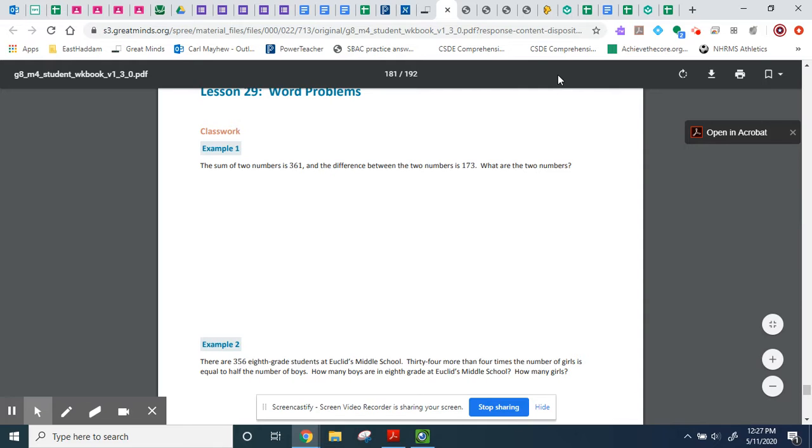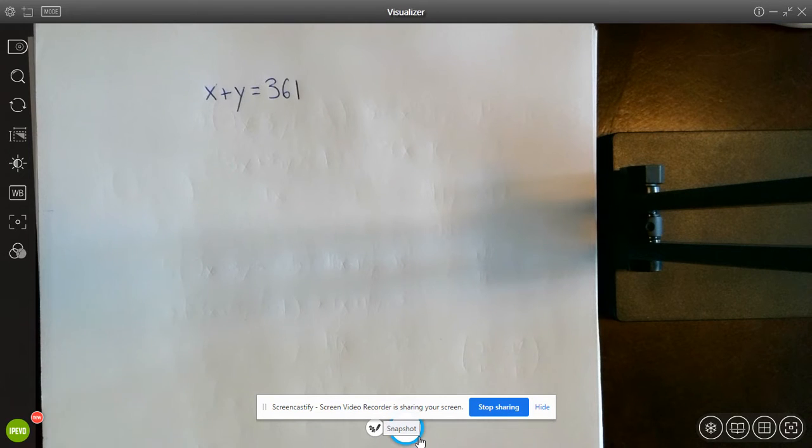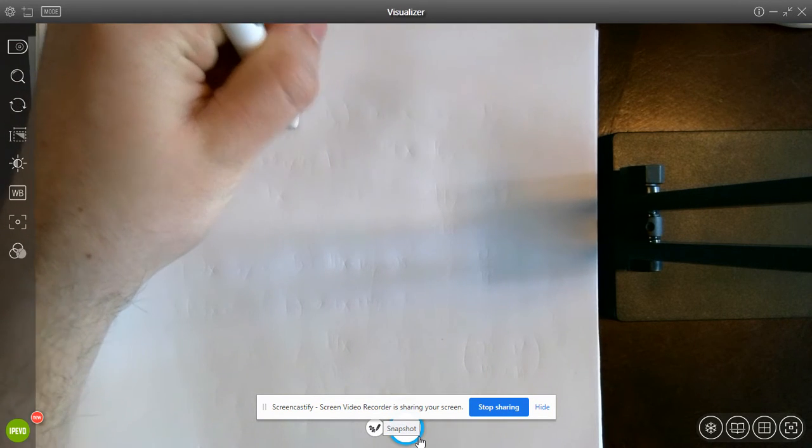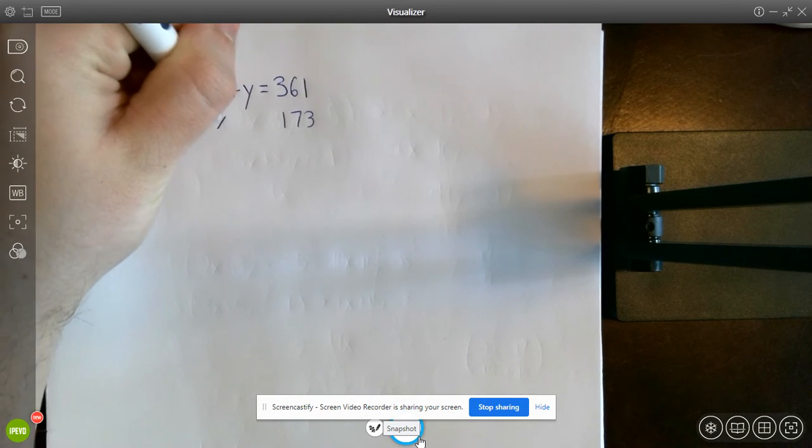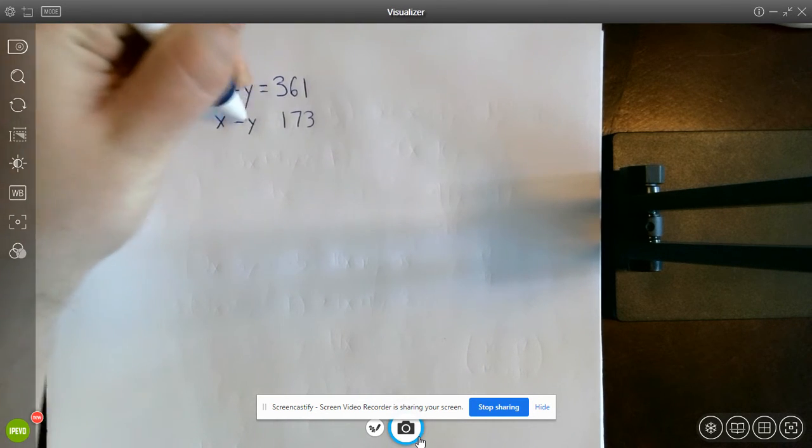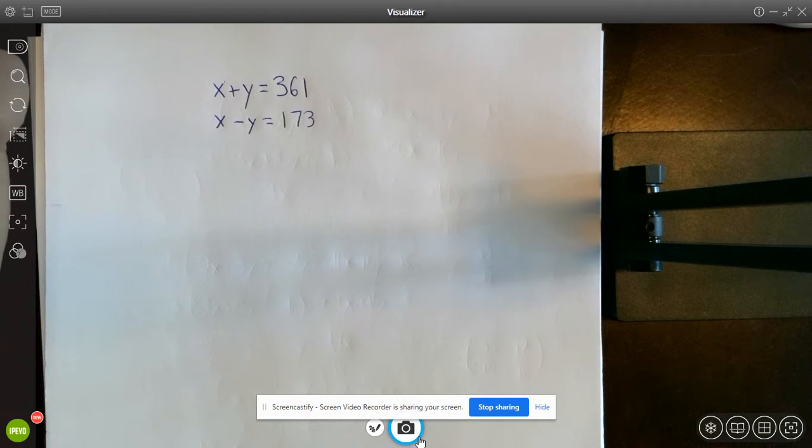The difference between two numbers is 173. So difference, 173. And if we're talking about difference, it means that we're subtracting.